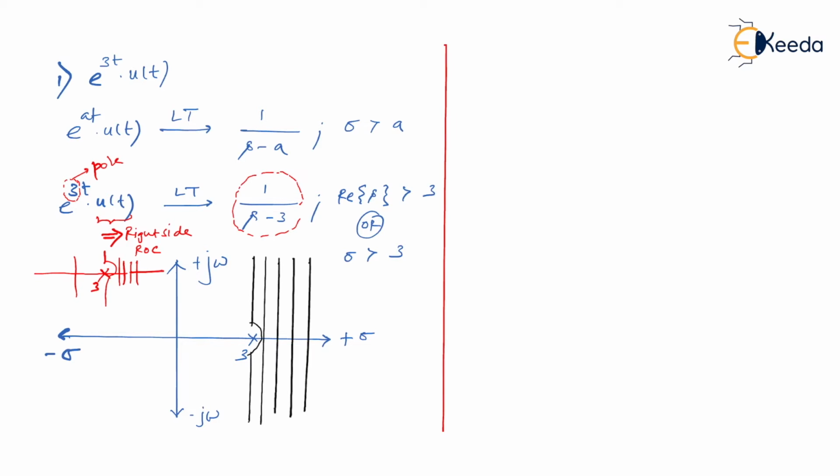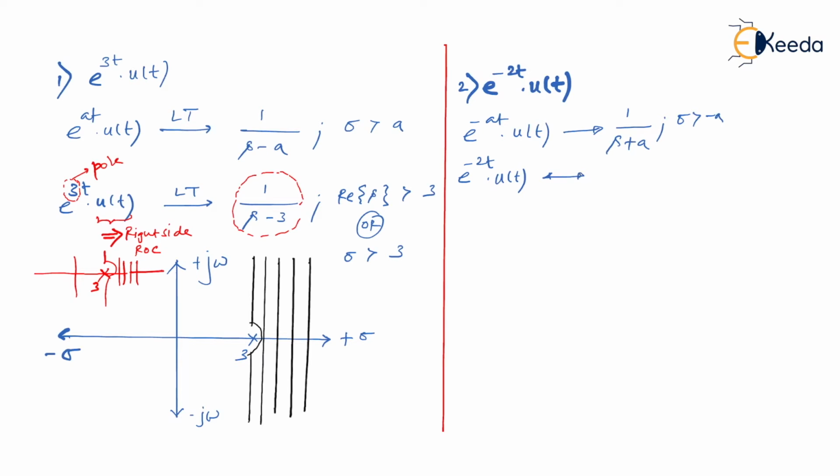Let us concentrate on the next problem, that is e to the power minus 2t times u of t. Am I right? We have already seen that e to the power minus at, when multiplied with u of t, has a Laplace transform of 1 upon s plus a, where the ROC is sigma greater than minus a. Am I right? So comparing this with the given problem, e to the power minus 2t times u of t will have Laplace transform 1 upon s plus 2, where the real part of s, that is sigma, is greater than minus 2. Is that right?